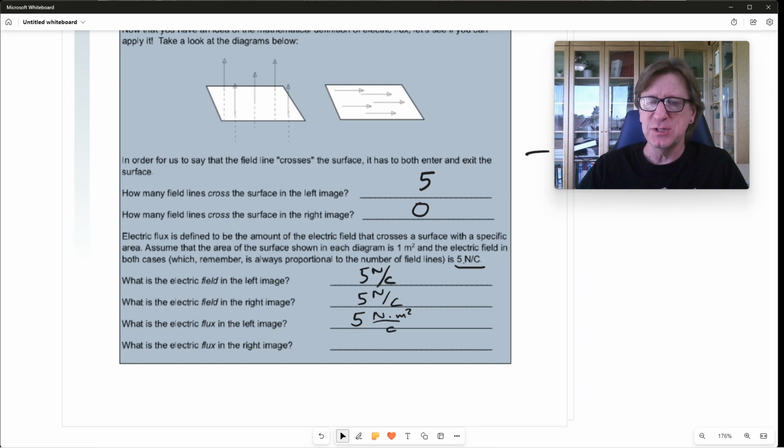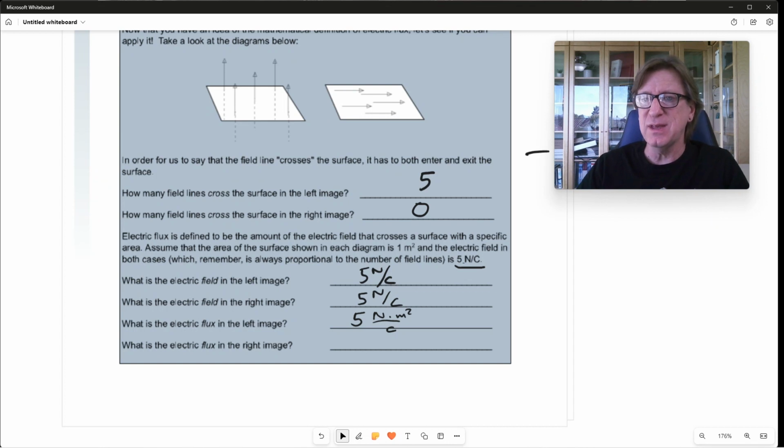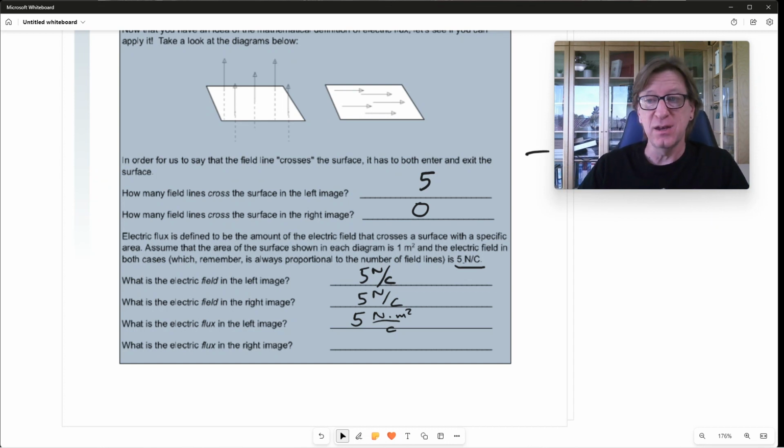Now let's look at the right image. How many of the field lines are entering and leaving that 1 square meter surface? None. So 0. This has an electric flux of 0 newton meters squared per coulomb. And while this may seem confusing at first, this is a key concept.